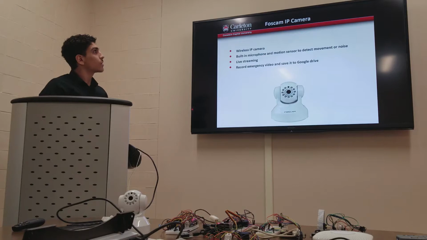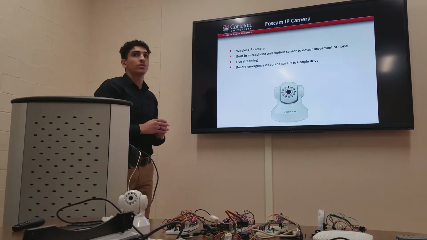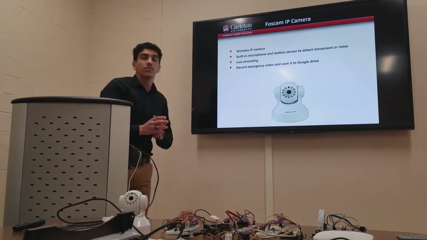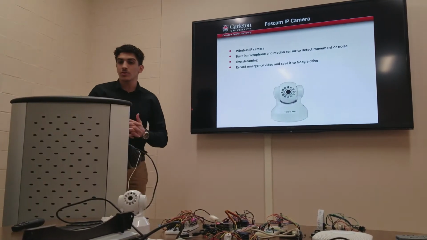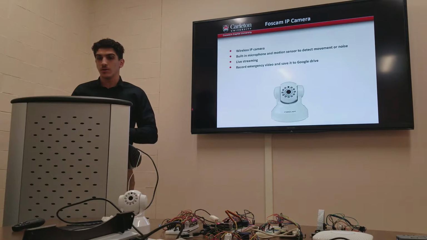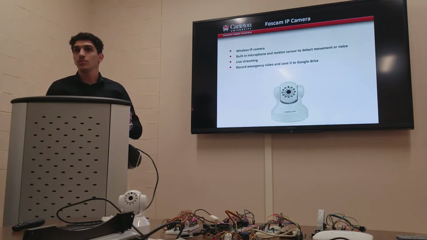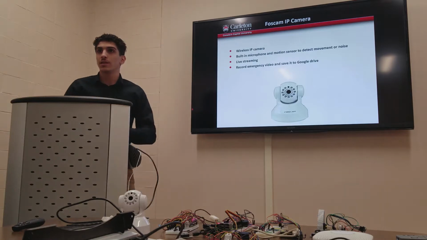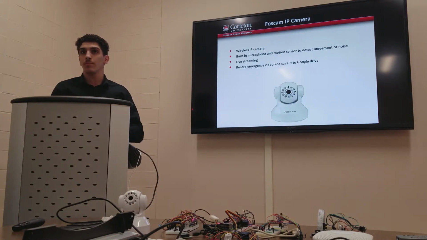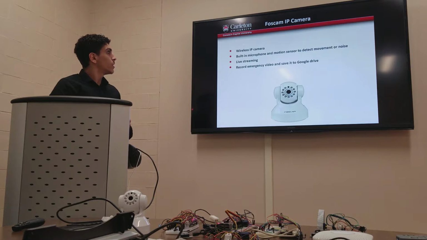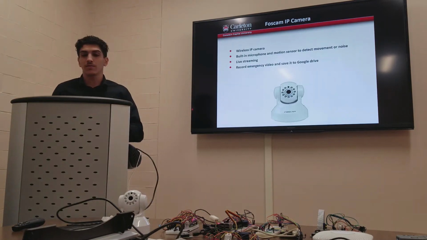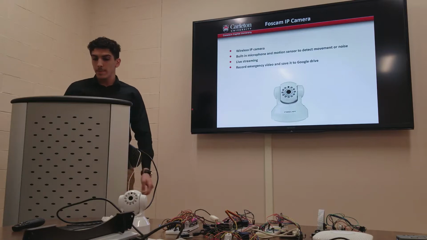And the other camera I'm going to be talking about is the Foscam IP camera. It's a wireless IP camera with a built-in microphone and motion sensor to detect movement or noise. And the main use for this camera in our project is for live streaming using the Foscam app. It's an external app, and also to record emergency videos and save them on the Google Drive as well.